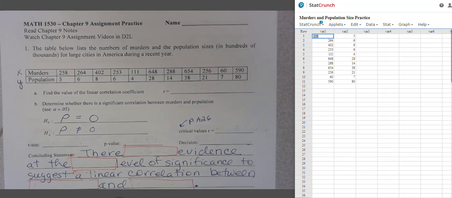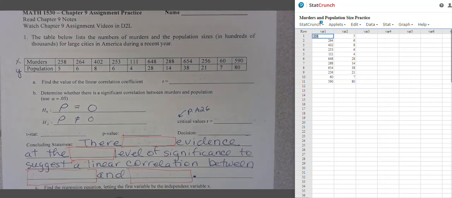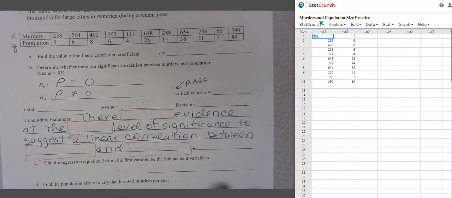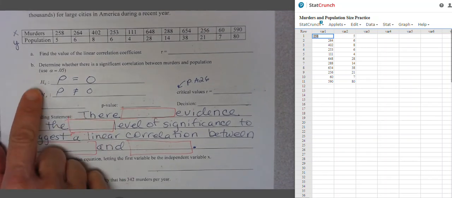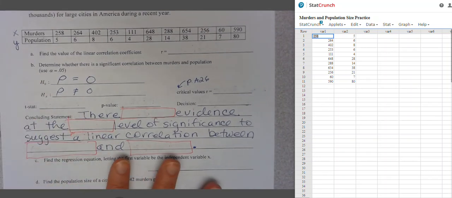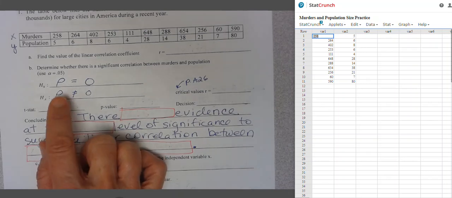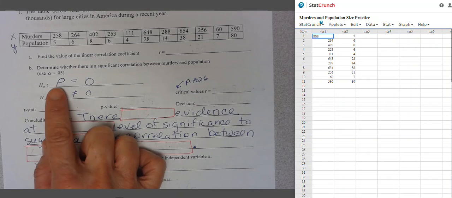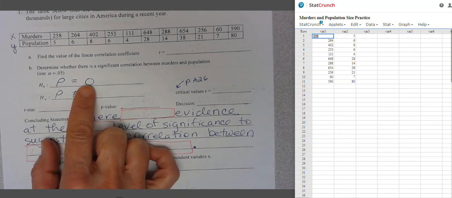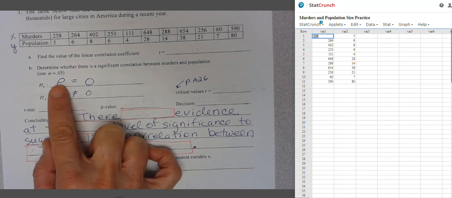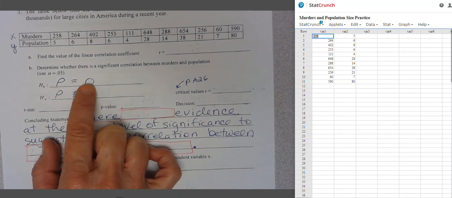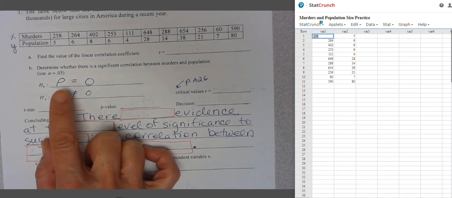But what I've already filled in here on the problem is that we set these up like a hypothesis test. So we have a null and the alternative hypothesis. And every single one that we do, it's always that rho is 0. Now rho stands for the population linear correlation coefficient. So if rho is equal to 0, that means there is no correlation. There's no correlation whatsoever going on at all.